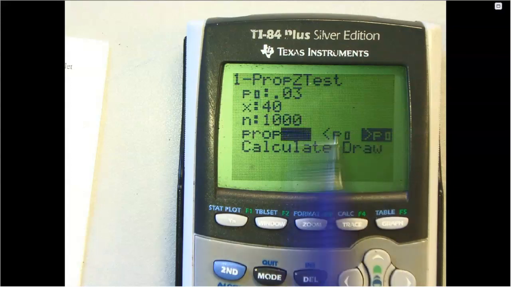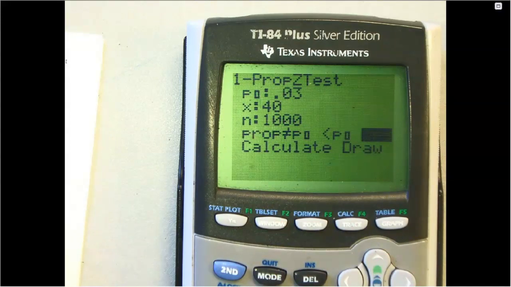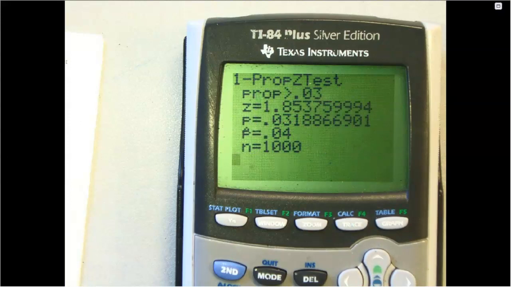You make this arrow point the same way as the one you wrote on your paper. So we thought it was greater than, so we're going to use greater than. And then we can do Calculate or Draw. So I get the p-value is 0.0318, so 0.032.